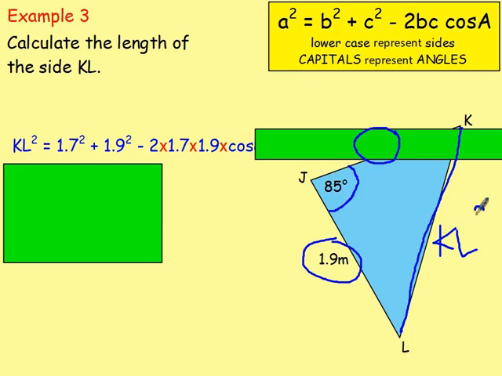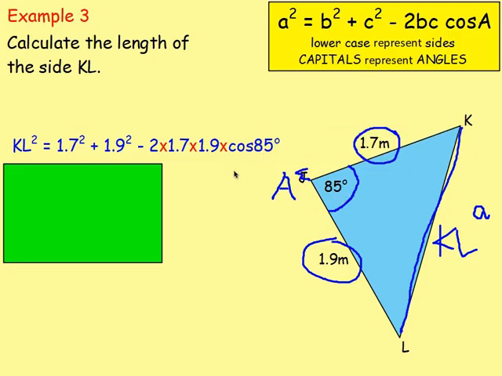Remember, A squared is this side here. That's going to be A, which means this length here is going to be our capital A. Ignore the letters they give you. They're just going to try and confuse you. So that there is the A, so it's going to be cos of 85.